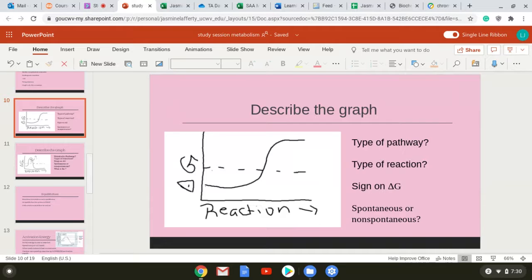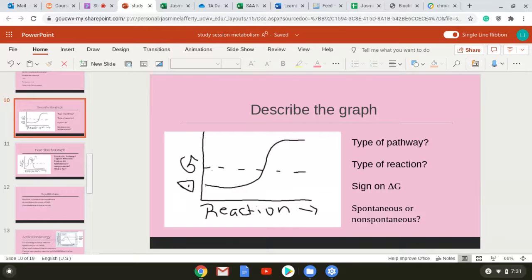First of all, what type of pathway is it? So a thing to know is when we're talking about a pathway, we're talking about catabolism versus anabolism. When we're talking about the type of reaction, we're talking about exergonic versus endergonic. So what type of pathway is this? Catabolic.